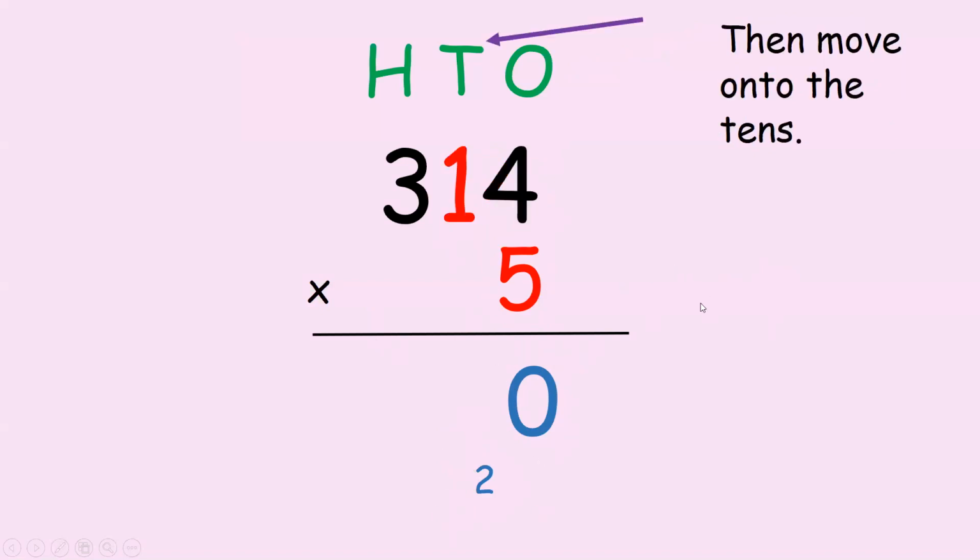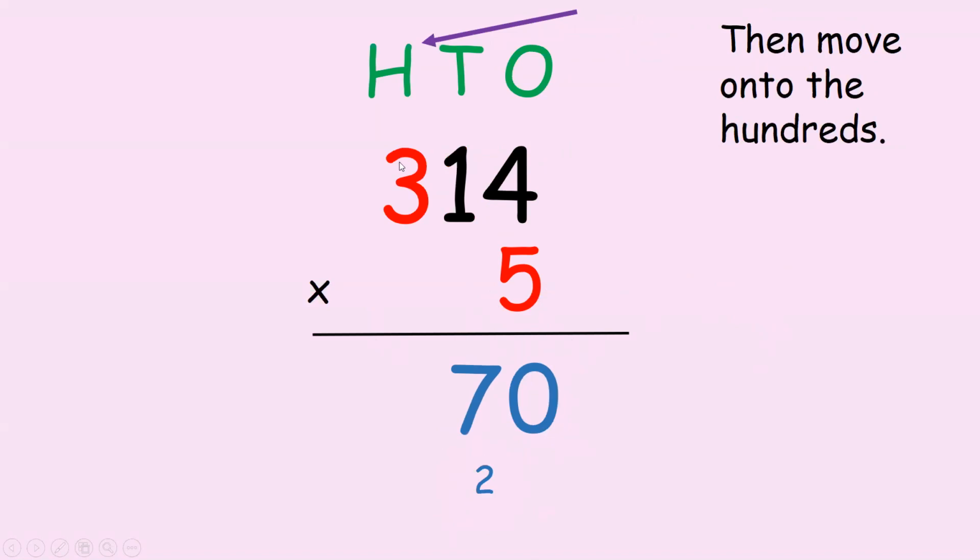So now we're going to multiply the 1 by the 5 because we've moved on to our tens column. And we know that 1 times 5 is 5, but then we must remember to add this 2 on underneath, which gives us 7. Next we are then going to move on to the hundreds.